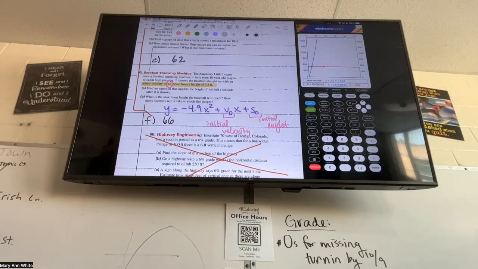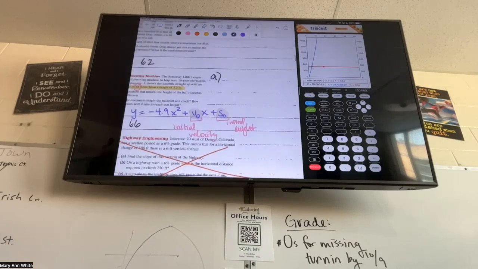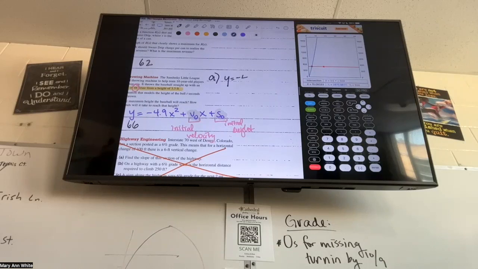Now, that being said, now that I gave it to us, let's plug 48 in for that V sub O, and we're going to plug 3.5 into that S O. And we're going to need that in order to solve, okay? Letter A says find the equation. That's what letter A is going to be. So we'll say y equals negative 4.9 x squared plus 48x plus 3.5.